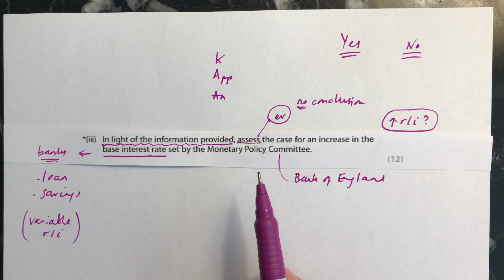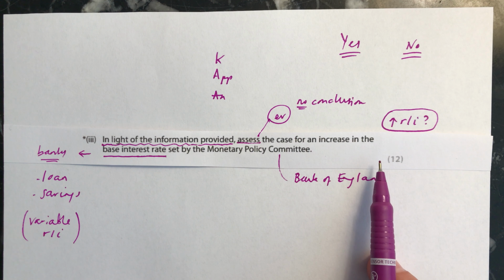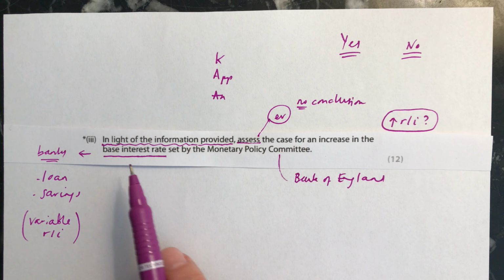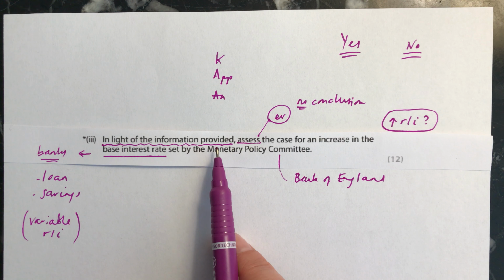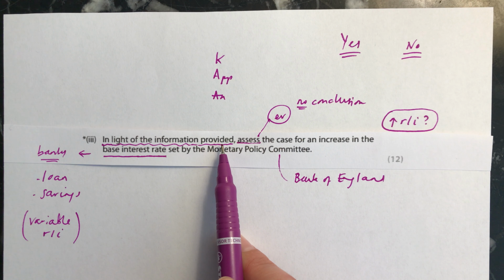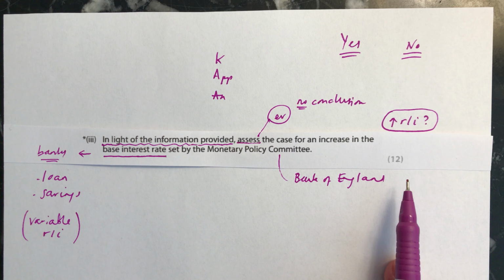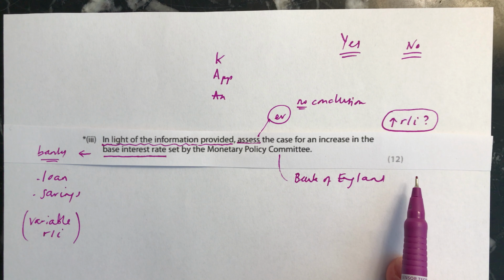And the other thing about this question is that you need to make sure that you do exactly what it says. It says here, in light of the information provided. If you don't refer to the information and you just give theory, you won't get a good mark. They've told you this at the very beginning. The basic thing with any question is that you've got to do exactly what they're telling you to do.